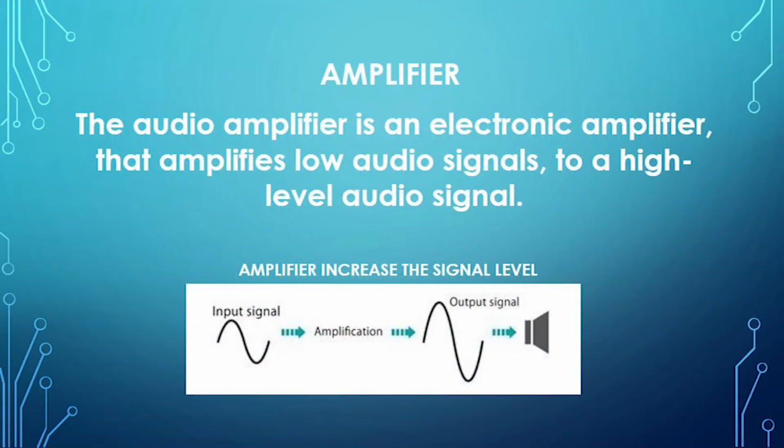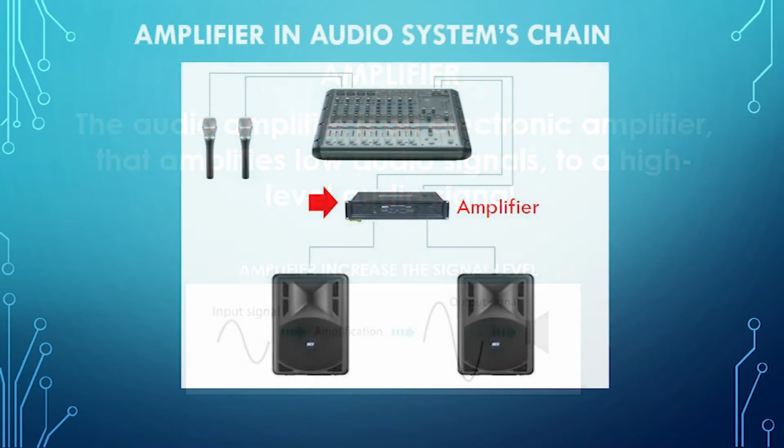The audio amplifier is an electronic amplifier that amplifies low audio signals to a high-level audio signal. The image shown indicates where the amplifier takes part in the audio system's chain. The amplifier will be in the middle of the audio system's chain to amplify the signal, sending it from the input, mic, to the mixer, through the amplifier, out to the output, speakers.